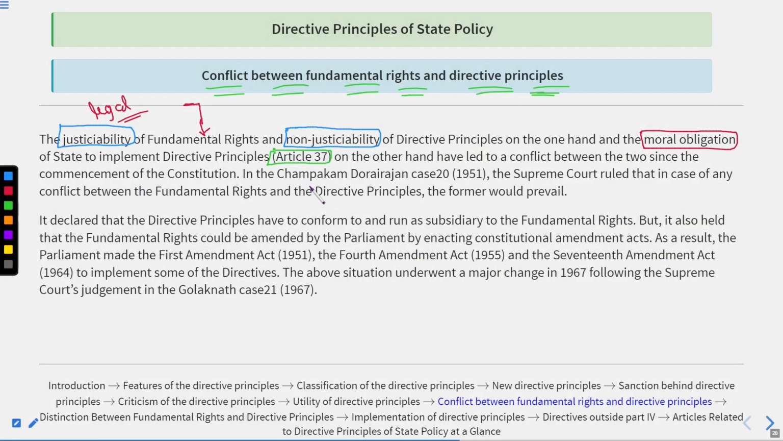In the Champakam Dorairajan case, which happened in 1951, just a year after the commencement of the Constitution, because our Constitution was commenced on 26 January 1950, as I told, the Supreme Court ruled that in any case of conflict between the fundamental rights and the directive principles, the former would prevail.